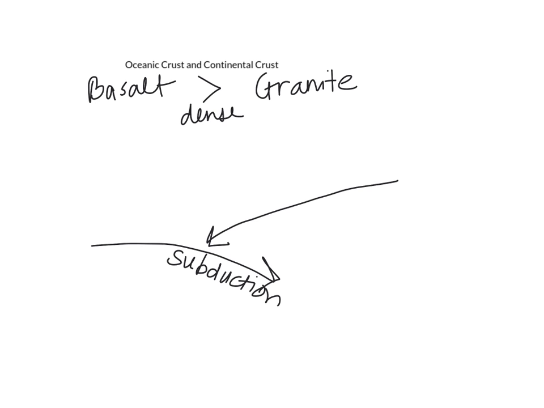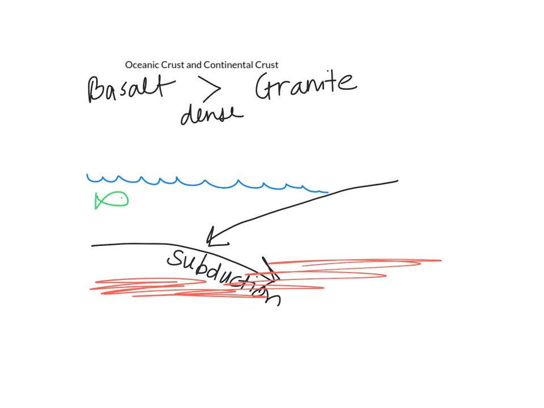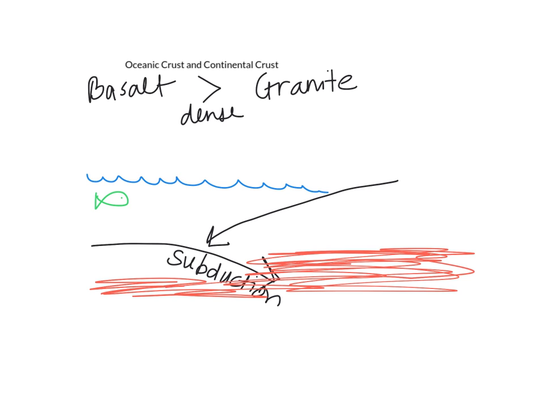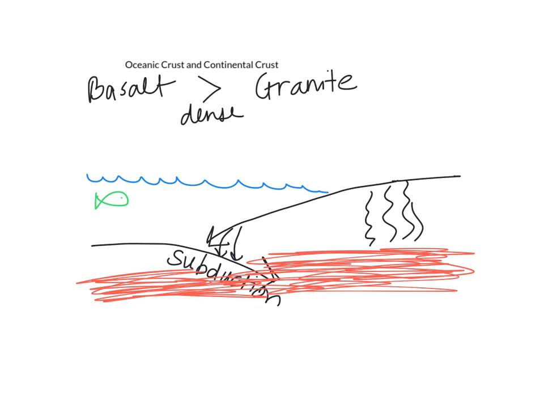Now this is mostly happening under the water, so I'm going to draw my ocean here. I'm going to make it hit the land, and I'm going to draw a fish to show you that's underwater. And down here is our magma. All right, so basalt, because it's more dense, will slide below, but what happens is that the friction, it gets caught, so the plate kind of gets caught and bent down a little bit, and it creates these fissures and cracks.